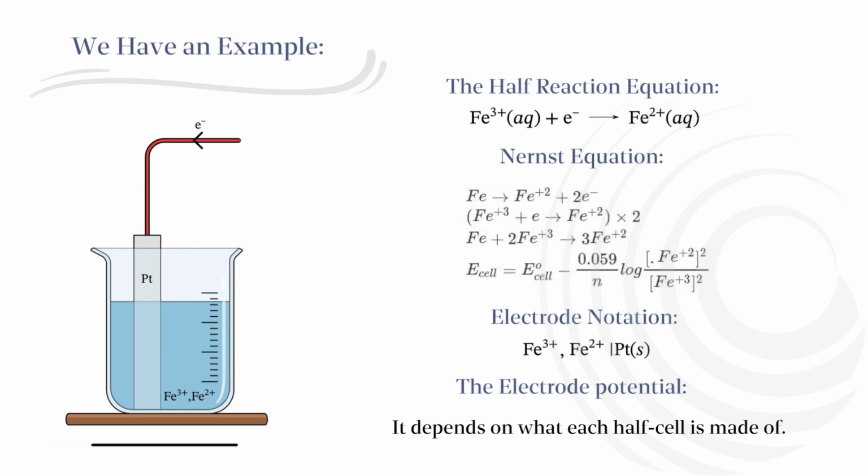The electrode reaction can be represented as the electrode reaction of ferrous. It's given by producing ferrous by gaining 1 electron from the ferric. It turns out that the platinum wire does not participate in the reaction but is just a metallic conductor to give or take electrons from the solution. And now the Nernst equation will be presented. We have also the electrode notation. In the end, the electrode potential of the third electrode depends on what each half cell is made of.